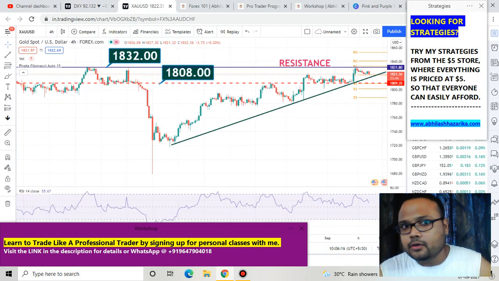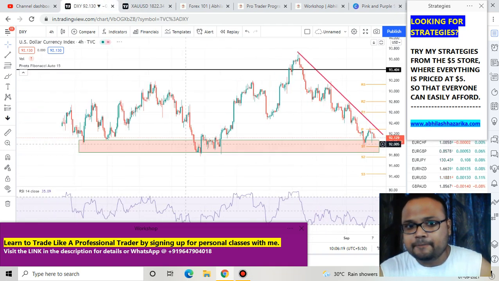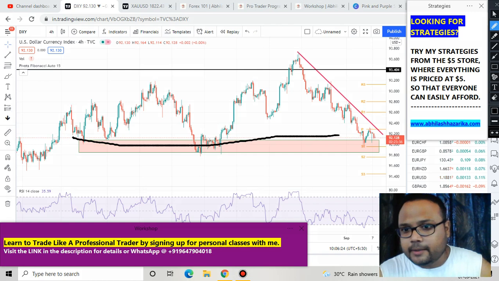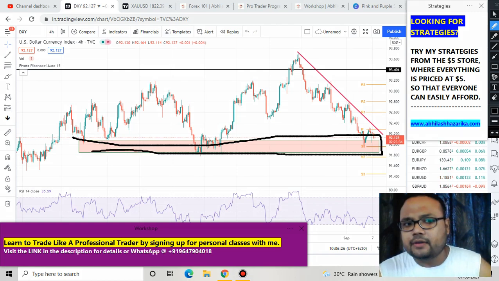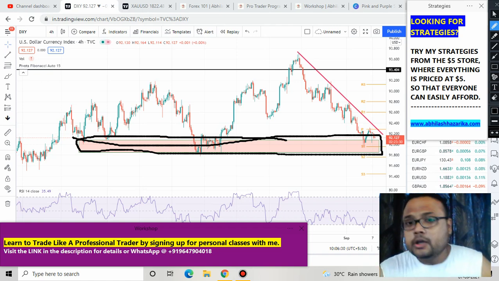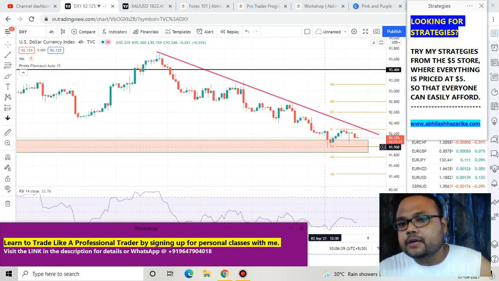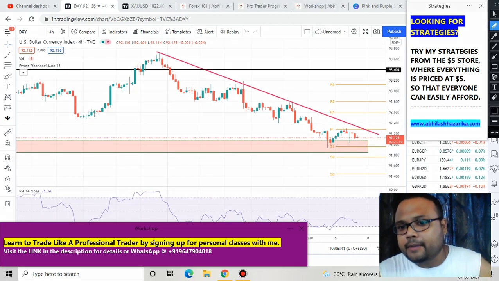USD was going down, gold was going up. But right now you can see that the US dollar has found a support here. If the market starts taking support and bounces, you can see that previously also, when the market reached this particular support zone, it immediately bounced or tried to recover. So there is also a possibility that the market will try to recover again.